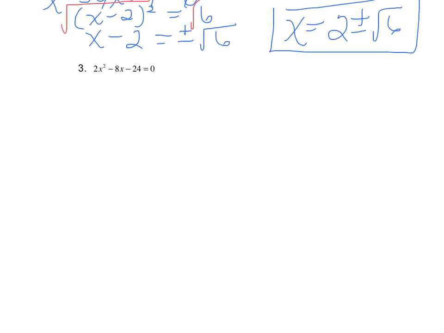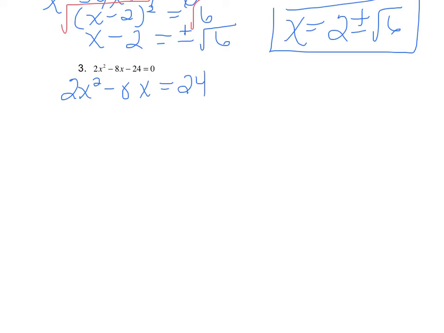First things first, we're going to need to move our c value to the other side. So what we're going to do in this case is add 24 to both sides. And this time I'm not going to show it, I'm just going to do it. So I'm going to have 2x squared minus 8x equals 24.